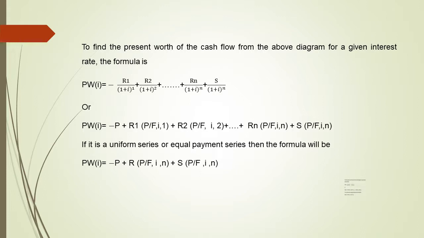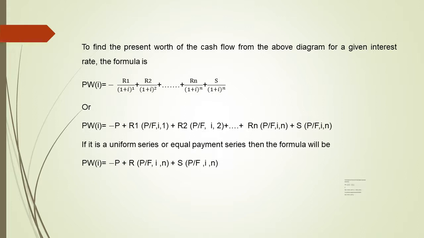Now we find the present worth of the cash flow. To find the present worth of the cash flow from the diagram, for a given interest rate, the formula is PW(i) = -P + R1/(1+i)^1 + R2/(1+i)^2 + ... + Rn/(1+i)^n + S/(1+i)^n.